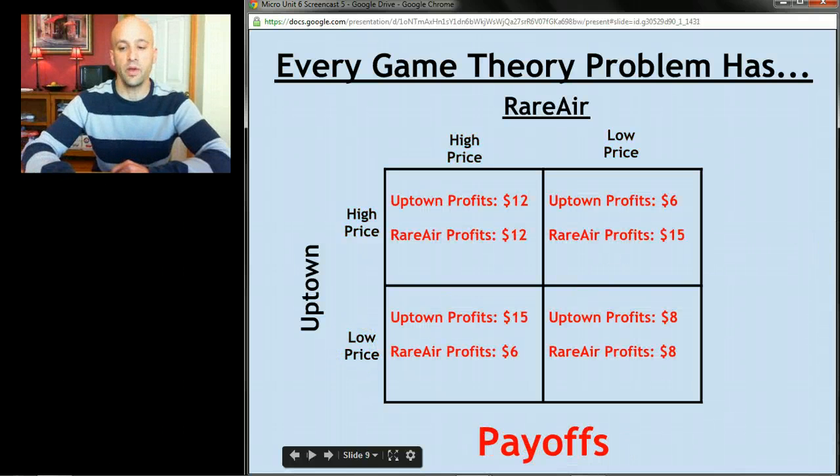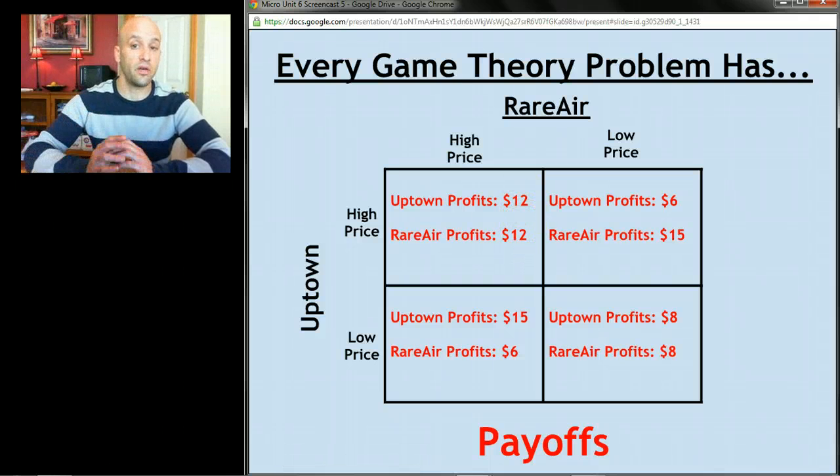Every game theory problem has payoffs, and we put those payoffs in the boxes. Now, the way to understand these payoffs is to understand that these are the payoffs that are going to happen under each combination of choices. So for example, if Rare Air picks a high price and Uptown picks a high price, we're going to wind up in this box, and here's what their payoffs are. They're both going to make $12 in profits.